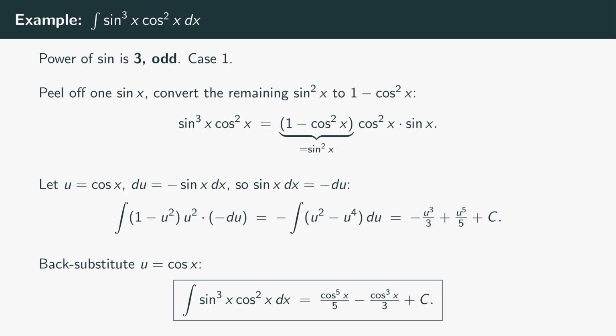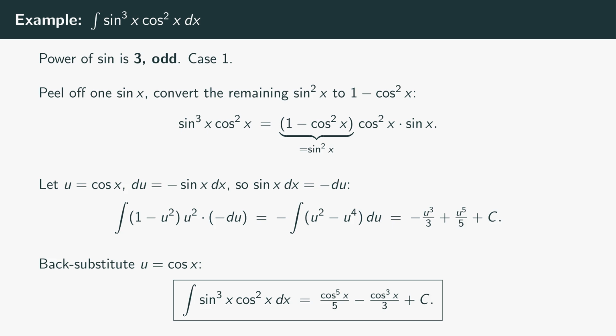Pull the minus sign out, expand: negative the integral of the quantity u squared minus u to the 4th du. Distribute the minus, the integral of the quantity u to the 4th minus u squared du. Wait, let me be careful. The minus stays outside: negative the quantity u cubed over 3 minus u to the 5th over 5 plus c, which equals u to the 5th over 5 minus u cubed over 3 plus c.